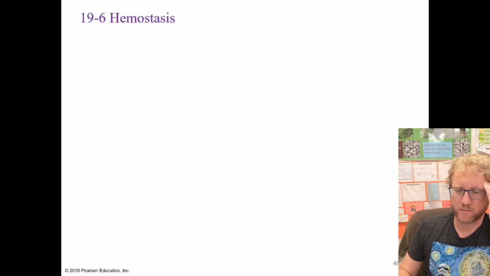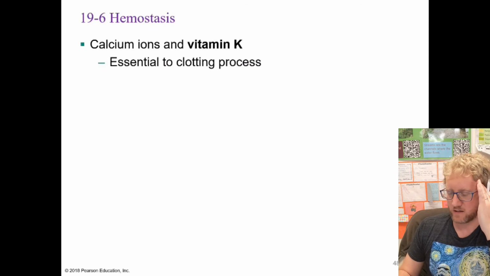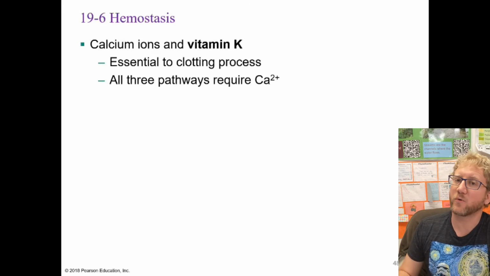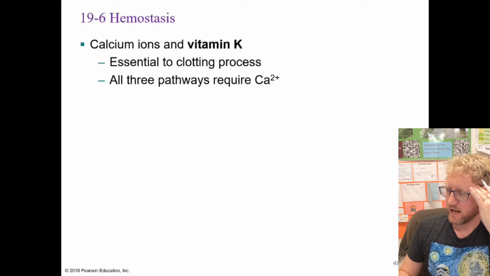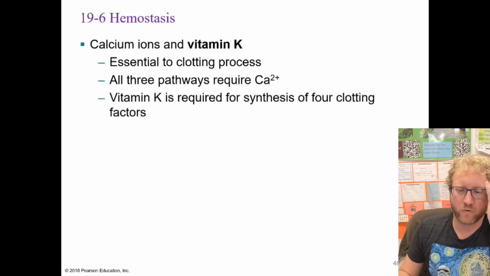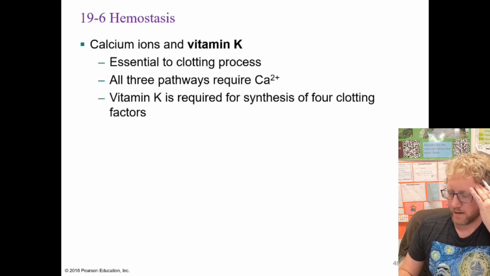Ions that are super important, calcium and vitamin K, are really important in the blood clotting process. All three, the extrinsic, the intrinsic, and the common pathways, all require calcium. So here's another reason why calcium is super duper important. It's not just muscles. Vitamin K is required for synthesizing 4 of the different clotting factors.